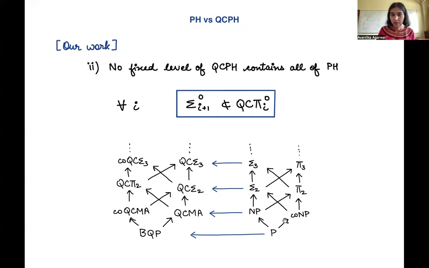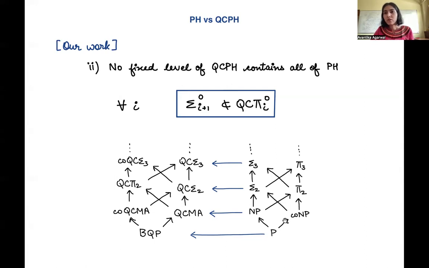So what does that mean? Well, recall this diagram we made from earlier, where we said that the ith level of classical PH is contained in the ith level of QCPH. But what about the (i+1)th level of classical PH? Is that also contained in the ith level of quantum classical PH? So we show that relative to a random oracle, this is not true. So for every level i, there exists some problem that the (i+1)th level of classical PH can solve, that the ith level of quantum classical PH cannot solve.